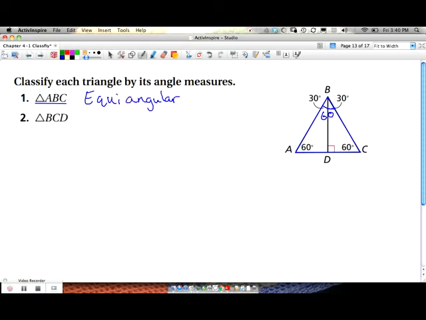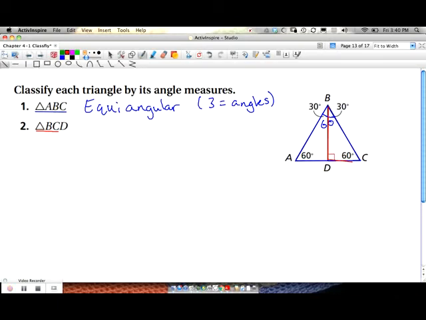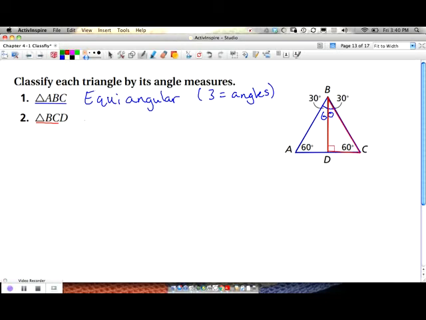BCD. So triangle BCD, I'm going to do that one in red. BCD is from here down to there, and then up there. Now if I look at this, I have a right angle here in the corner. That means that this is going to be a right triangle. And not just any right triangle, we're going to say right and scalene because there's no equal sides. All right.